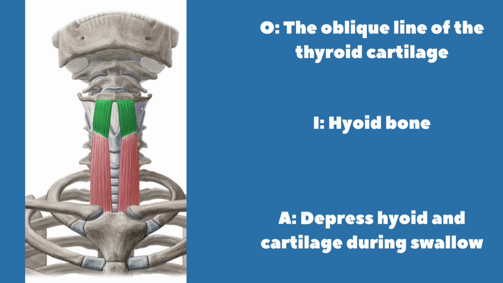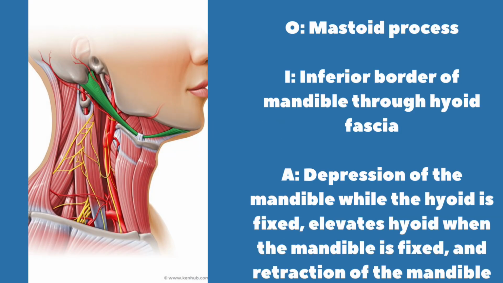Thyrohyoid originates the oblique line of the thyroid cartilage and inserts at the hyoid bone. Digastric originates the mastoid process and inserts the inferior border of the mandible through the hyoid fascia.